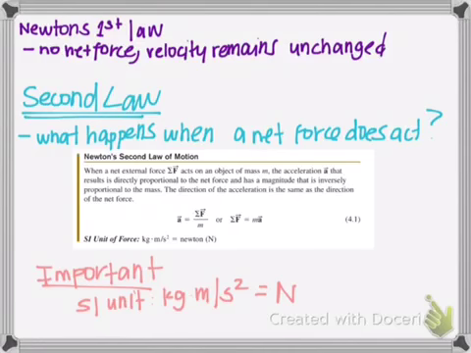So the second law of motion states that when a net force acts on an object, the acceleration that results is directly proportional to the net force and has a magnitude that is inversely proportional to the mass. The direction of acceleration is the same as the direction of the net force. When looking at this definition, it is important to notice the SI unit of force, which is kilograms times meters per second squared, and it's the same unit that can be described as a Newton.